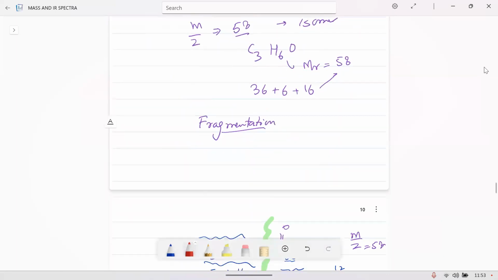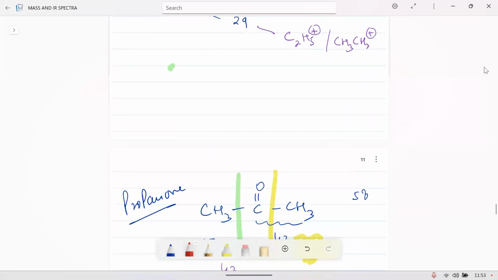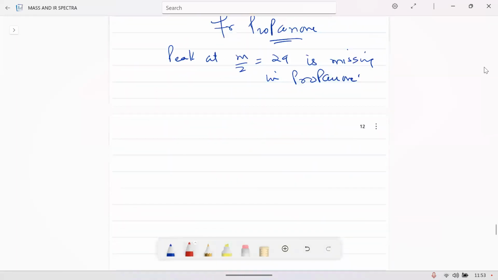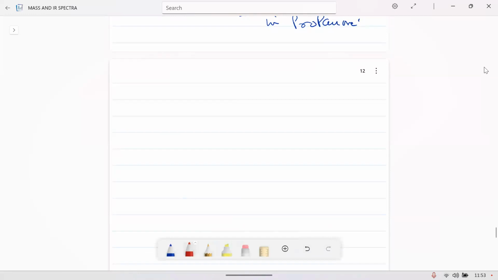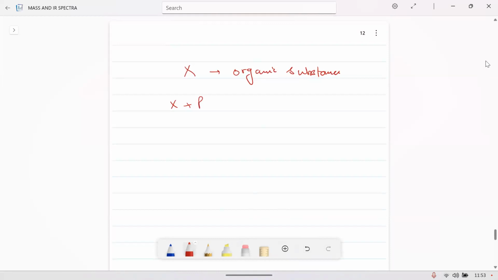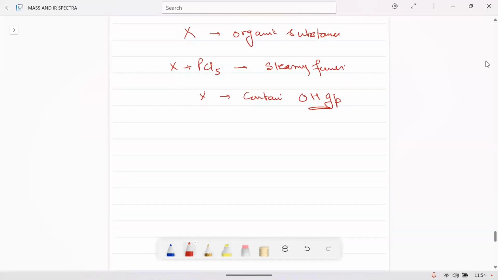Sometimes the same thing can also be related to identifying the type of alcohol over here. Like for example, they tell us that X is an organic substance. So this is related to your unit 3 also. X is an organic substance. Now when X is reacted with PCl5, there are steamy fumes. So what does this suggest about X? X contains the OH group. That's the first thing.